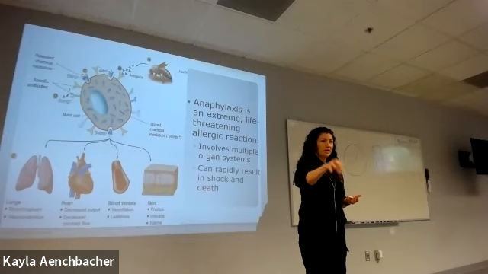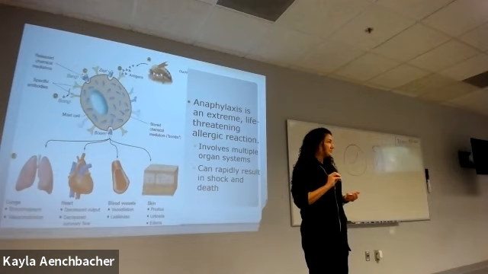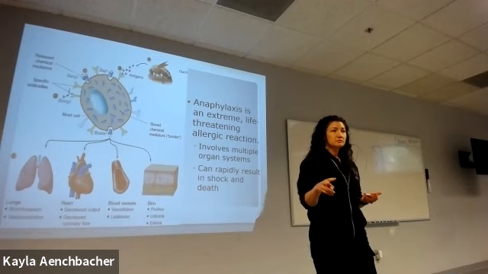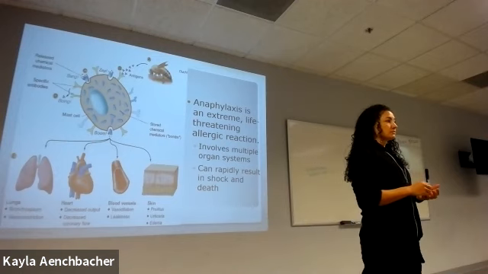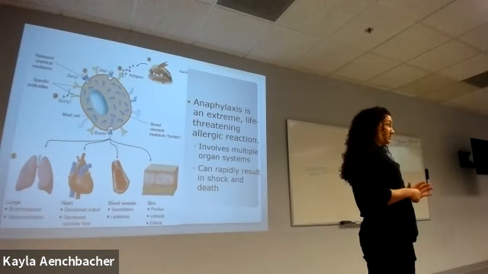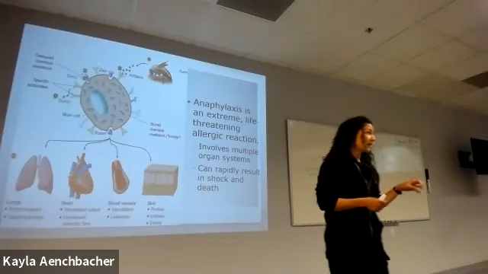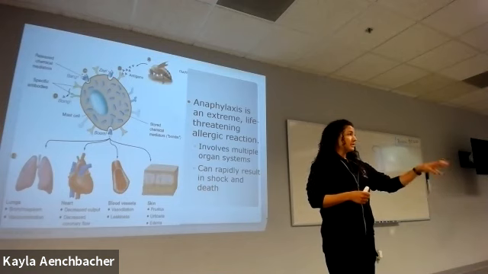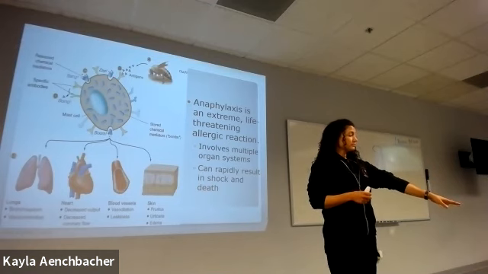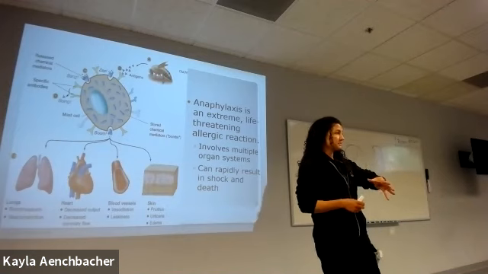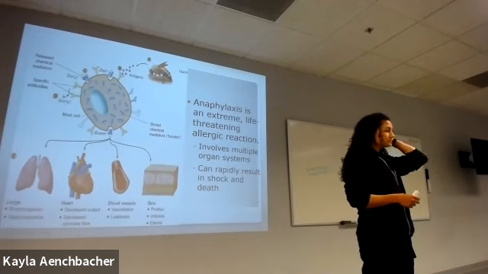Allergic is localized to one system. Anaphylactic involves two or more systems. Everybody clear with that definition? Allergic reaction is a localized reaction only affecting one system. And then anaphylactic affects multiple systems, more than one.